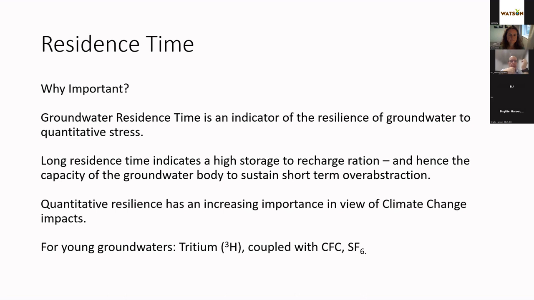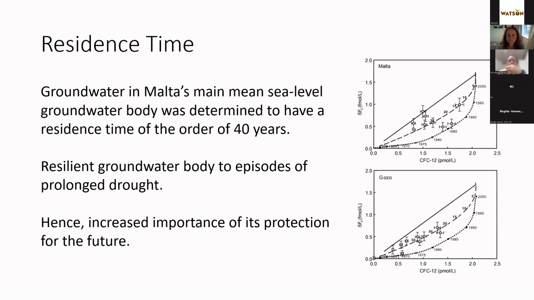You use isotopes here, so for young groundwater there's tritium, sometimes coupled with chlorofluorocarbons and sulfur hexafluoride. Through the use of isotopes we've determined the residence time of our groundwater body to be of the order of 40 years, which means that it is a resilient system to episodes of prolonged drought, very important in our context. This increases the need to protect our groundwater better, because it is important to keep it as a source for sustaining supply security for the future.